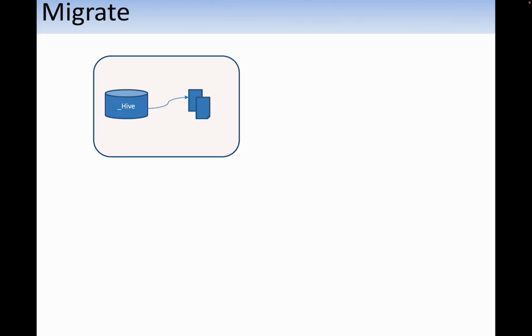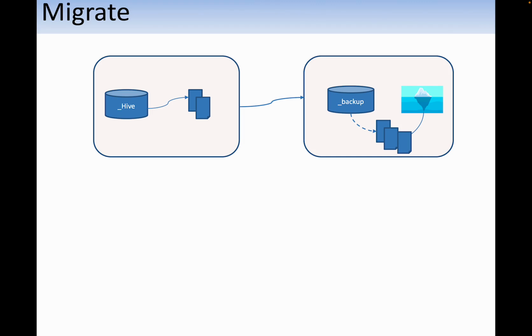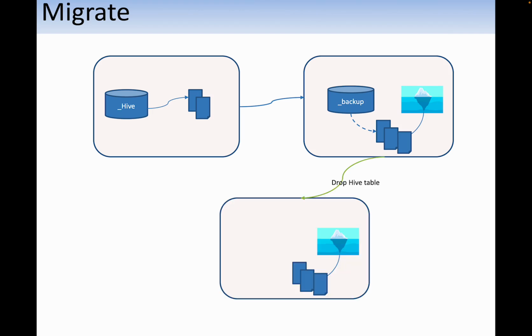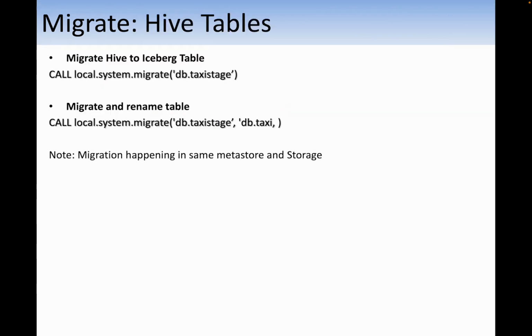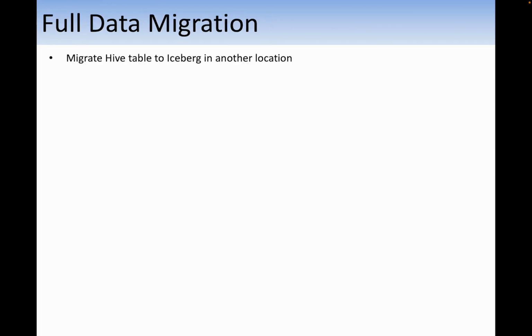Okay, so you have a Hive table, then you're going to do migrate. As soon as you're done with migrate, your Iceberg table will become the primary table, right? So all our applications are connecting here. All the reads or writes are happening here. Nobody can see this Hive table because it's renamed to a backup. Okay, then after that, you're going to drop the Hive table, and then you have an Iceberg table ready to go. Okay, so for migrate, you can also rename to a different name. Again, migrate happens in the same metastore and same storage.